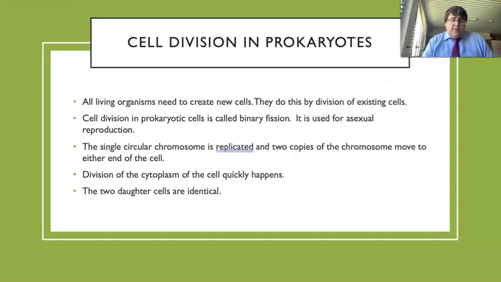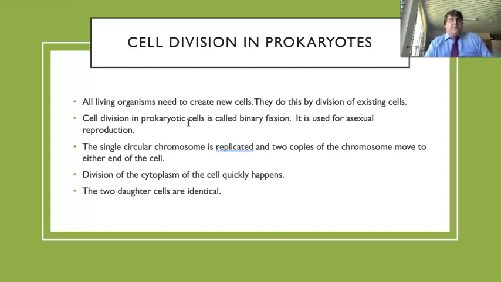Keeping on with the topic, moving into cell division in prokaryotic cells. All living organisms, we know all cells come from pre-existing cells. We learned that in cell theory the other week. So how that happens is through cell division. Now, in prokaryotic cells, it's a very specific type of cell division, and we're looking at binary fission. Binary fission is a type of asexual reproduction.